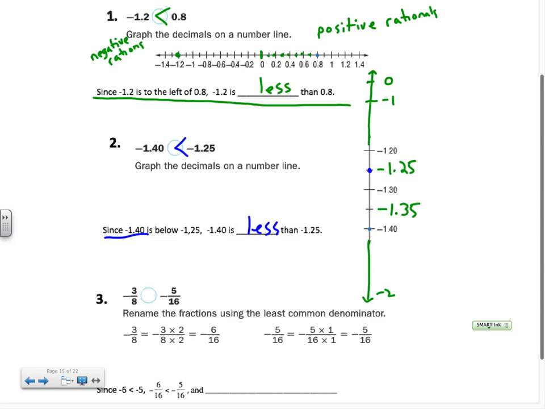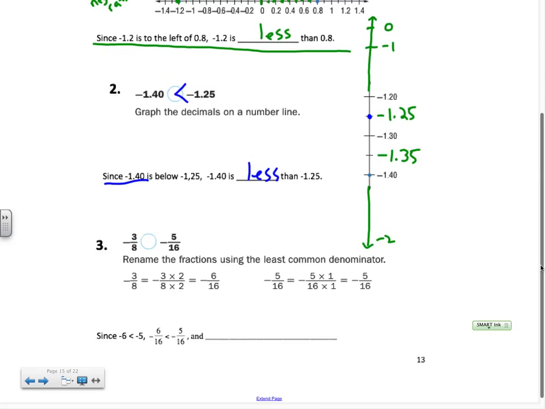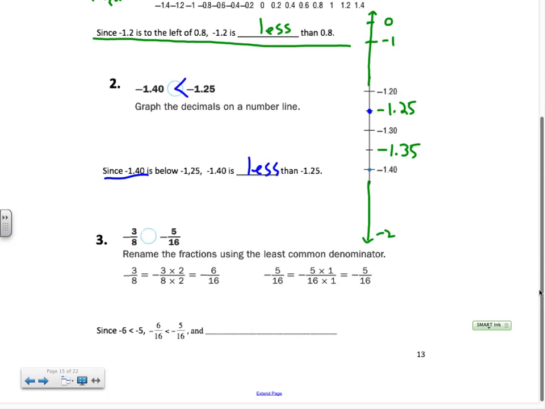All right, next one, we have two fractions to compare. We can rename fractions so that they have a common denominator. Recall, if we have an 8 and a 16 as a denominator, I can change my 8 into a 16 by multiplying by 2. So I changed negative 3/8, 3 times 2 is 6, 8 times 2 is 16, so negative 3/8 becomes negative 6/16. And now I can compare that to my negative 5/16. They multiplied by 1, but you didn't have to do anything there.